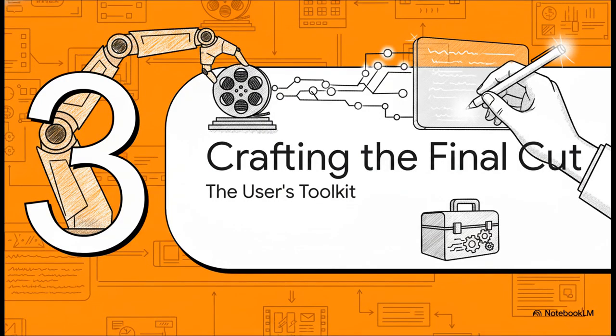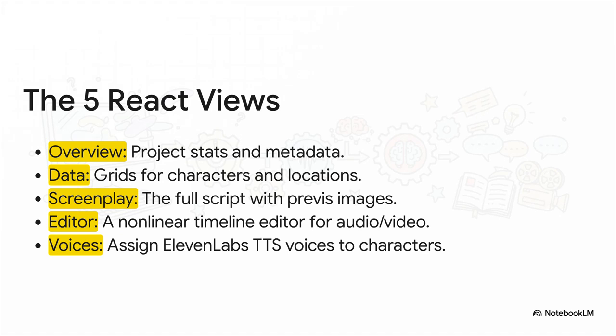Now, once the automated factory has done its job, the story isn't necessarily over. This is the crucial part where the human collaborator, the writer, the director, you, steps back into the driver's seat. Let's take a look at the toolkit you get to work with. You get this incredibly powerful dashboard with 5 different ways to interact with your new script. There's an overview for the basic stats, a data view where you can manage your characters and locations in a nice grid, and of course, you can view the full screenplay. But here's where it gets wild. There's a timeline editor for audio and video, and a voices view, where you can literally assign unique text-to-speech voices to every single one of your characters.